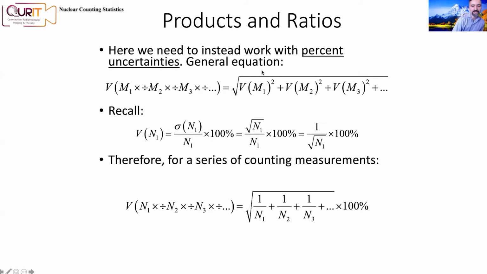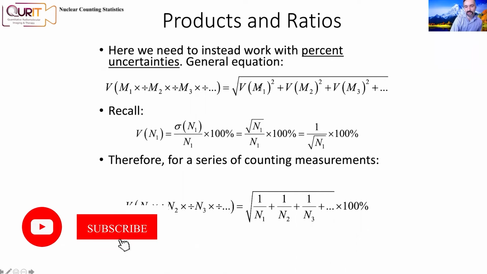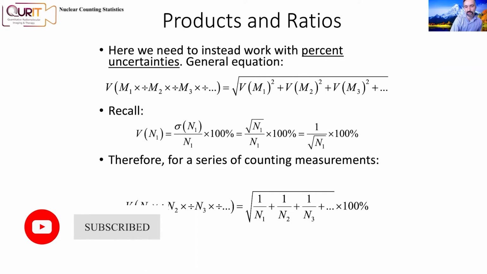Now for multiplication and division, again, you've seen this in undergraduate studies. If you're multiplying or dividing, again, you add only, but you add the percent uncertainties, not the absolute uncertainties. So first you have to convert your standard deviation to a percentage, then you add them in quadrature.